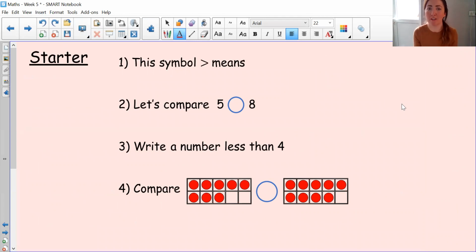These are all around comparison, just to refresh our memory of using those symbols and using those words. So remember, you can pause at any point to write down your workings or write down your answers, and we'll come back for the answers. So number 1, this symbol here means what? What does that symbol mean?